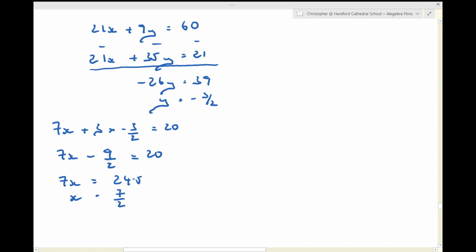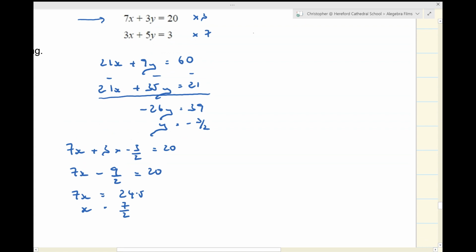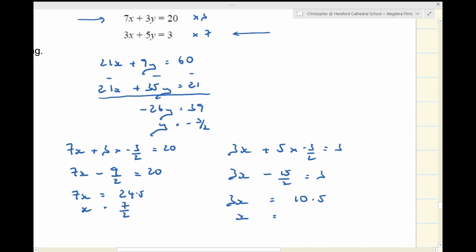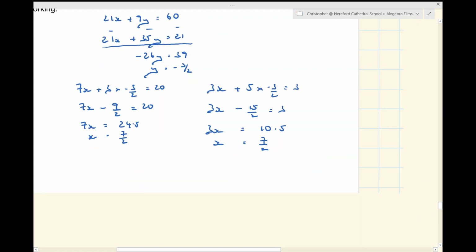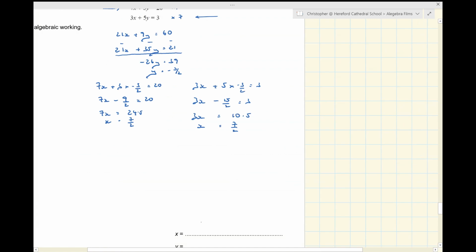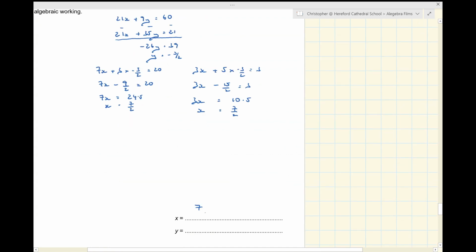Now let's substitute that same value of y into this second equation here. 3x plus 5 times minus 3 over 2 equals 3. That's 3x minus 15 over 2 equals 3. Add 15 over 2 to both sides, and 3x is 10.5. Divide both sides by 3, and x is 7 over 2. So I've got my answers now. x is 7 over 2, and y is minus 3 over 2.